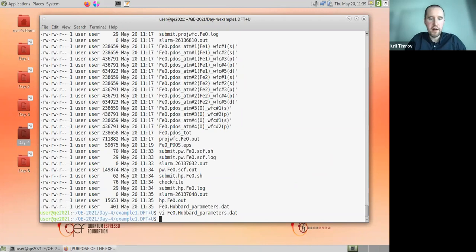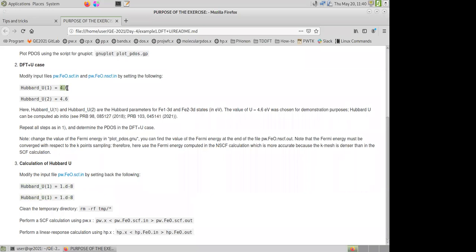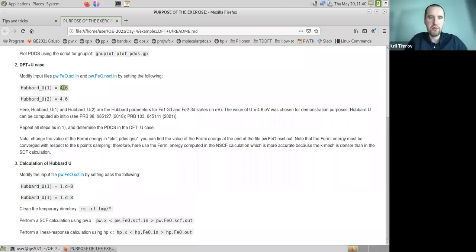Okay. So in this example, there is a note that before running the SCF calculation, you need to initialize Hubbard U back to 10 to the power minus 8, to start from the PBEsol ground state. I think you forgot to do this. So I guess in your SCF input, you still have 4.6, correct? So what happened is that in your test, you use 4.6. This means your ground state calculation is DFT plus U, and from this ground state, you compute the Hubbard U, and it's different.